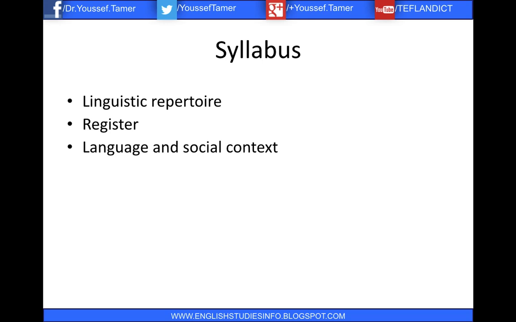Language and social contexts. That's maybe another aspect of the core of sociolinguistics, because in the word sociolinguistics you have society, or social context, and then you have linguistics, language, the relationship between language and society. So we will deal with the relationship between language and social context. How can social context affect language? Let me give you an example briefly, but we'll see the details later on.